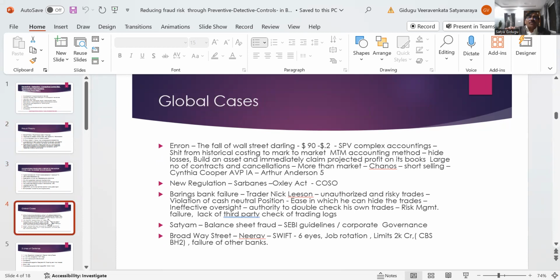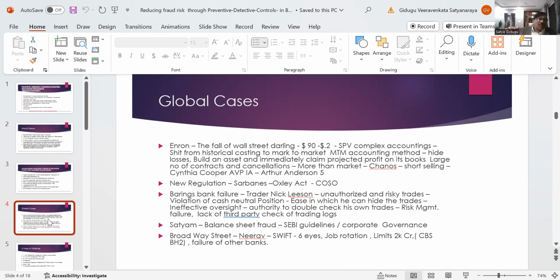Global cases, Enron, I have discussed many times. Cynthia Cooper, she's a great lady, AVP internal auditor of Arthur Andersen. She spotted something wrong, and the CFO of Enron declined her access. He declined her papers and all. She did a great job for weeks without having papers, without having power.